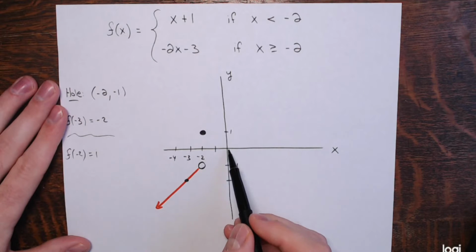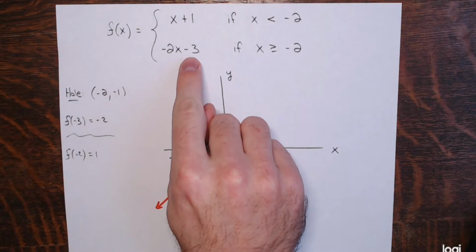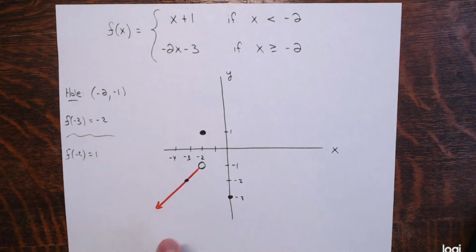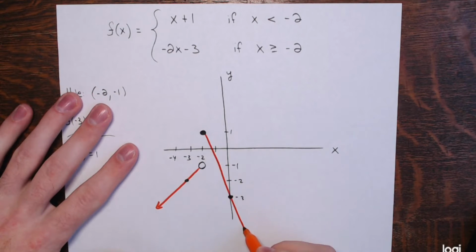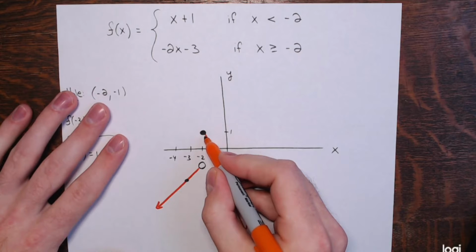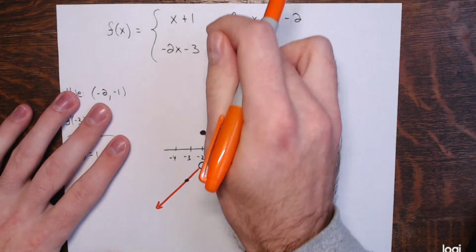And then if I plug in, say, 0, you'll get 0, negative 3, right? This is a line with a slope of negative 2. It's y equals negative 2x minus 3. So a slope of negative 2 crosses the y-axis at negative 3. But it's only a piece of it, though. Right? It's only the piece of it that starts at this hole. And that's it. I have graphed both pieces.